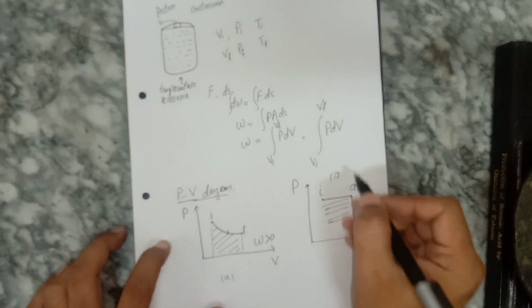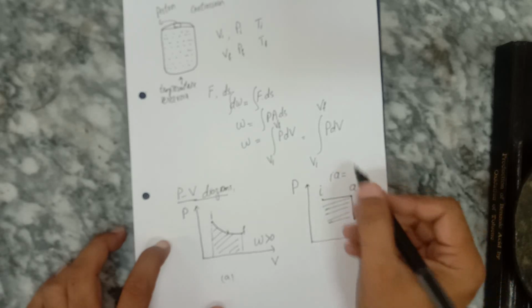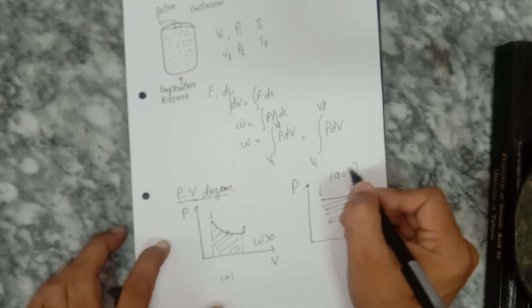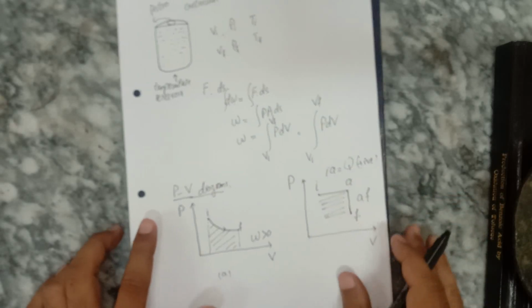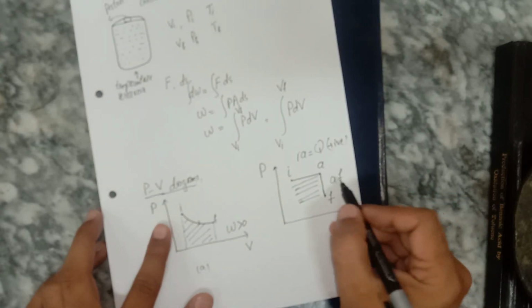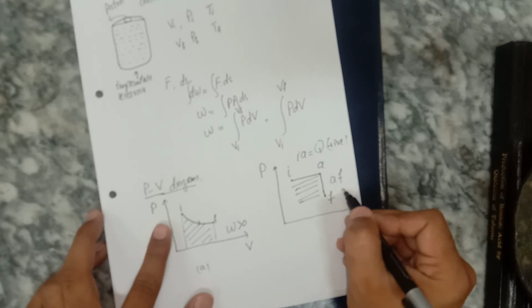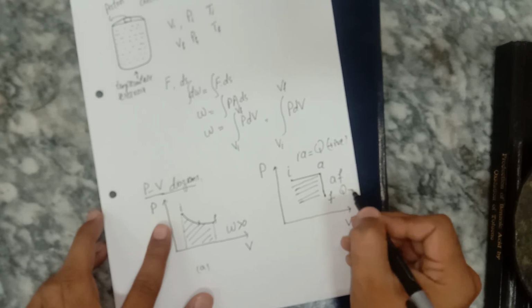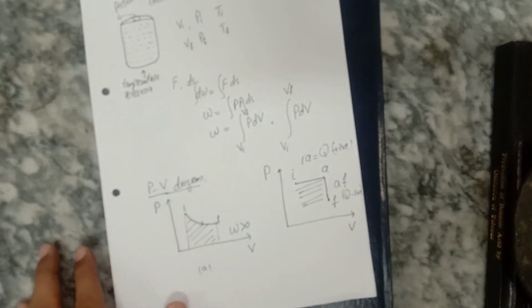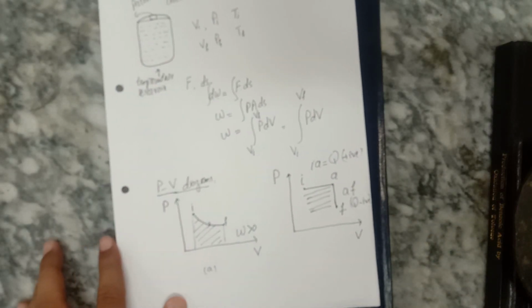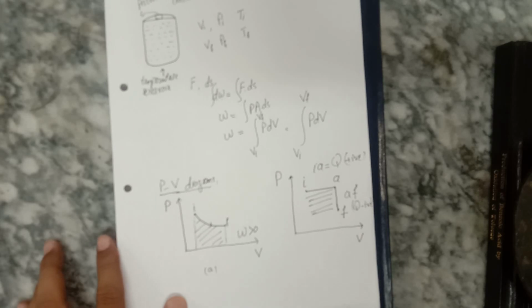As in case of IA, when heat is added to the system, that heat is positive, and in case of AF, when heat is removed from the system, this Q should be negative. So these are some of the indications of how you can study the PV diagram.